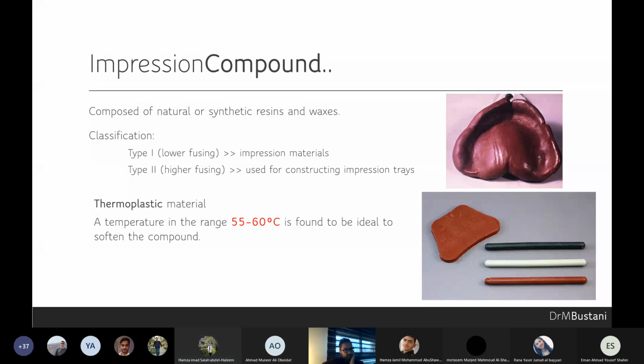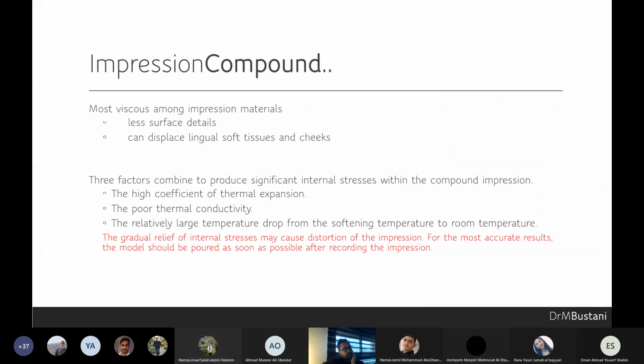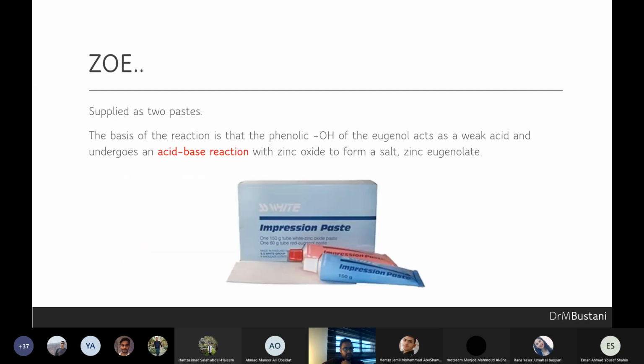Thank you. Alright. So we said as soon as you take the impression, it is preferable to pour the impression right away with impression compound, because it will undergo some dimensional changes because of the internal stresses which will be released as you take it out of the mouth, and there are three factors that cause the internal stresses.